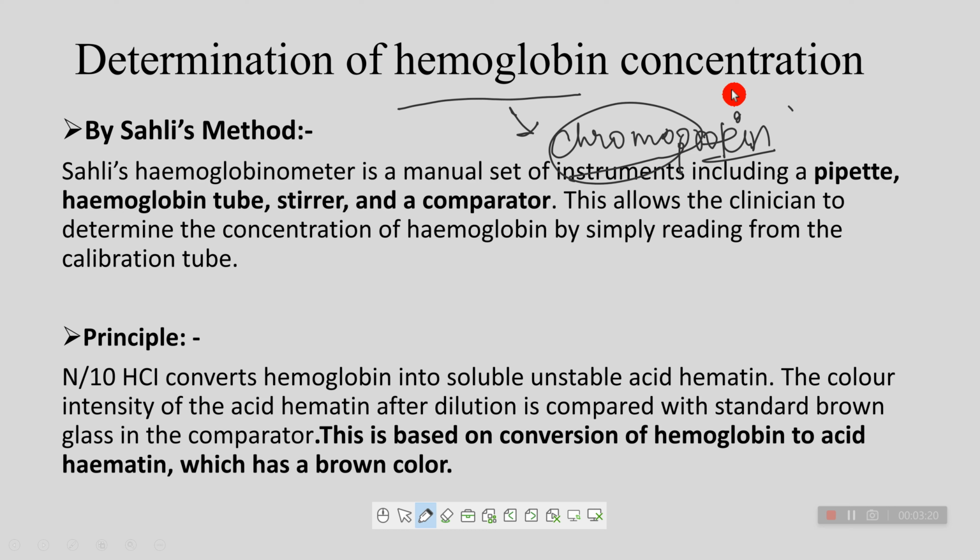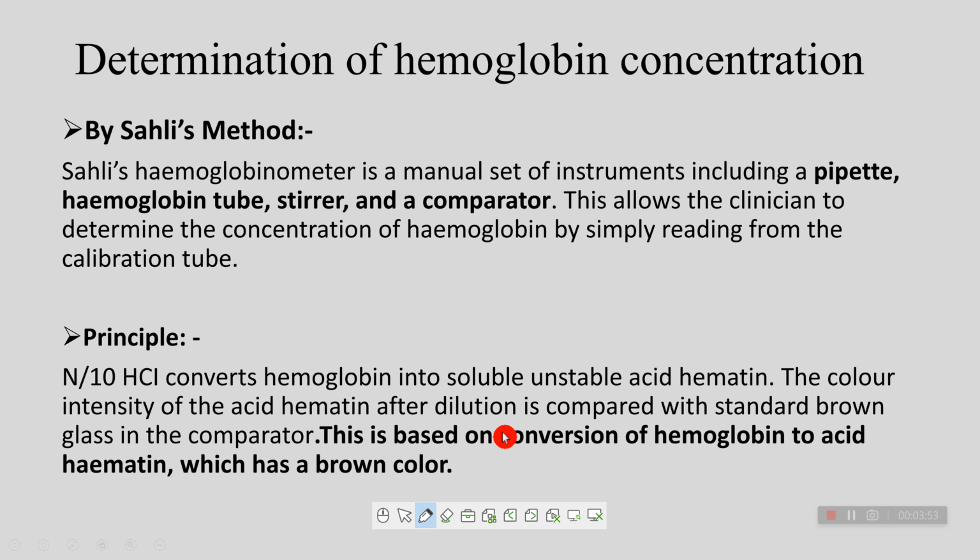Chromo means color, and protein is the part which is made up of amino acids. So, hemoglobin consists of chromo, the colored part, which is iron. Due to the presence of iron, the color of hemoglobin is red. In today's video, we will focus on the determination of hemoglobin concentration, that is, how we can analyze the concentration of hemoglobin in the blood sample.